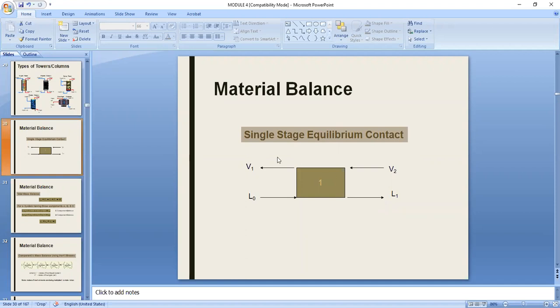The phases rather that are leaving a particular stage are the phases that are equilibrated. Take note of that. So it's V1 and L1 that are equilibrated when they leave stage 1 or this particular single stage system. Your V2 and your L0 are the feed phases. So actually your feed is really V2 when you speak of gas absorption, and L0 is your solvent. Vice versa if we talk about stripping. Your feed in stripping is this one, the L, and your solvent is the V.